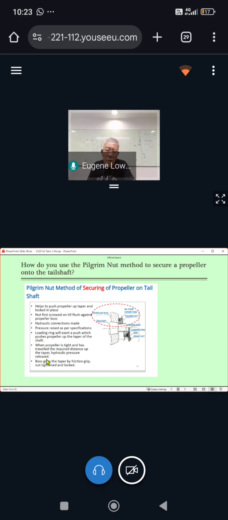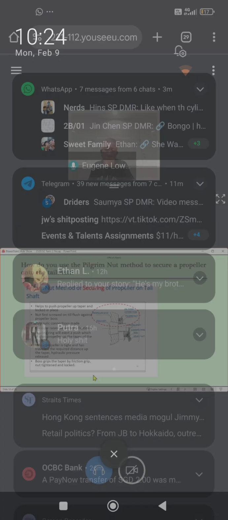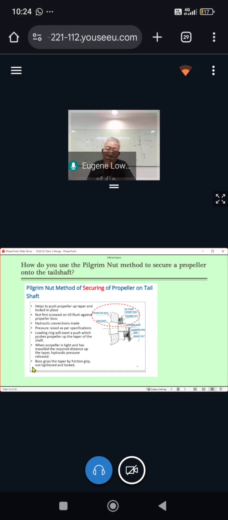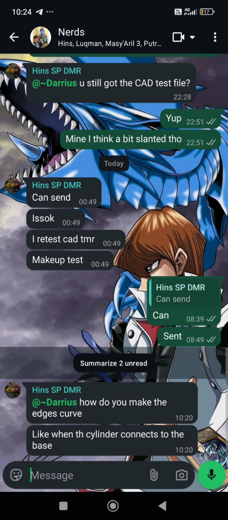Okay, so when the propeller is tight and has traveled the required distance up the taper, hydraulic pressure is released. Now the boss grips the taper by friction grip. Okay, right. So all these points here, 2, 3, 4, 5, 6, and the last bit also. Okay, so that's the method.